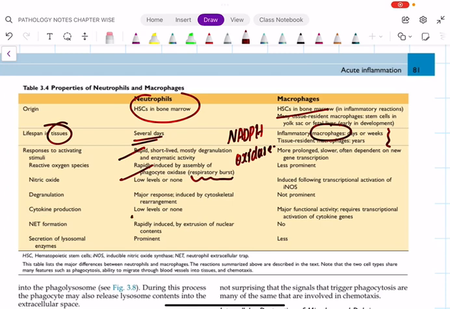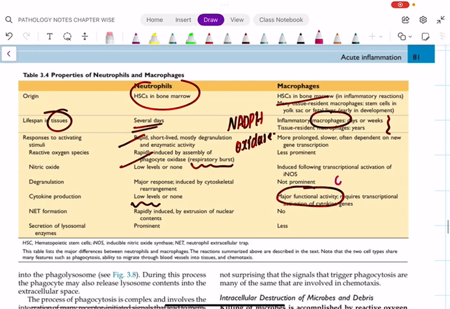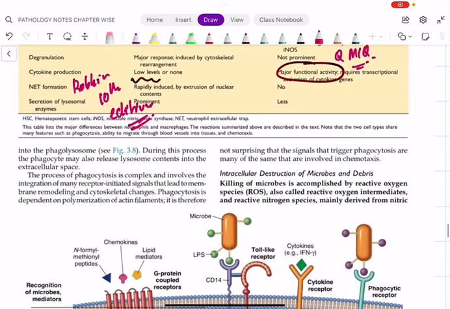Then, it will produce very less cytokines, whereas the major activity of the macrophages is to produce cytokines. Here comes another MCQ question. Which of the following are the major or the dominant producer of cytokines? Answer is macrophages. Then NET formation. What is NET? Neutrophil extracellular trap, which is a Robbins 10th edition update. What is NET? No worries, we will discuss that in detail later.